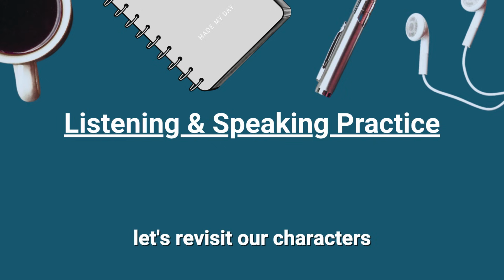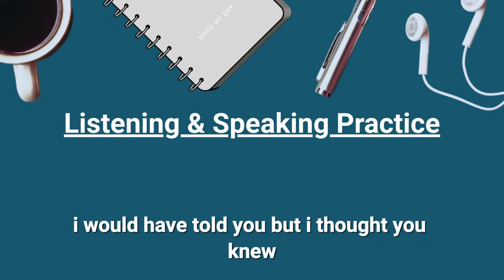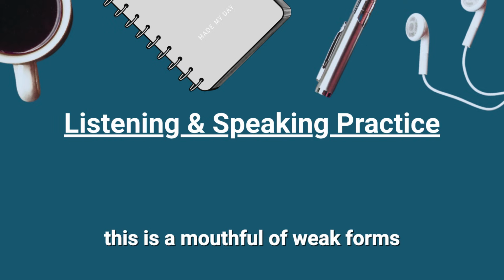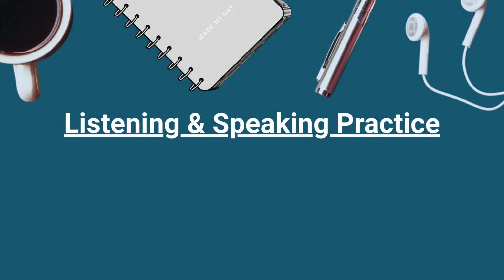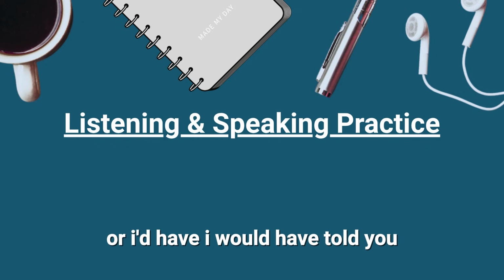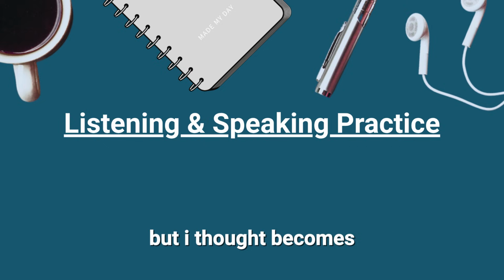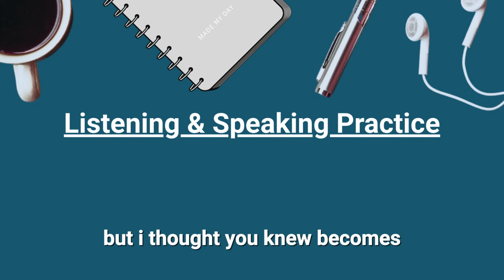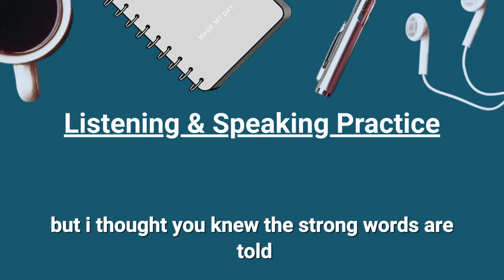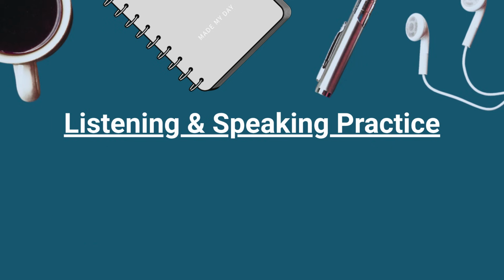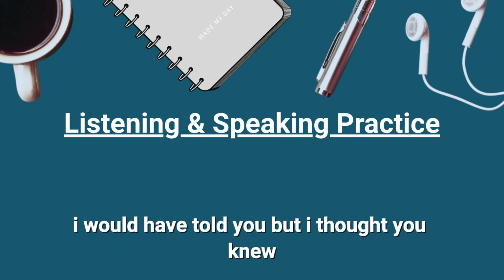Let's revisit our characters for a final complex example in this section. Leo says, I would have told you, but I thought you knew. This is a mouthful of weak forms. I would have becomes I woulda, or I'd have. I would have told you, but I thought becomes but I thought. You knew becomes you knew. I would have told you, but I thought you knew. The strong words are told, thought, knew.